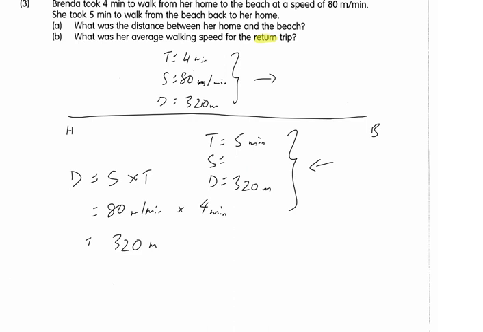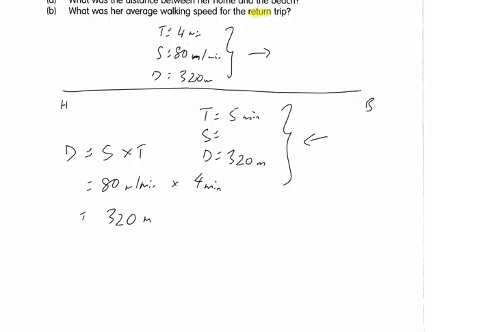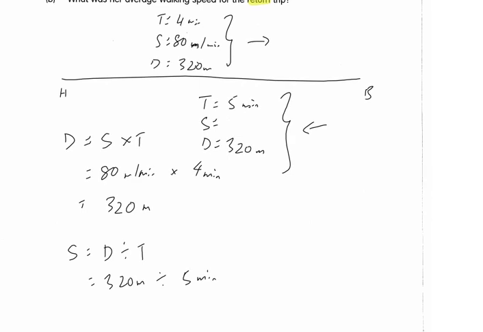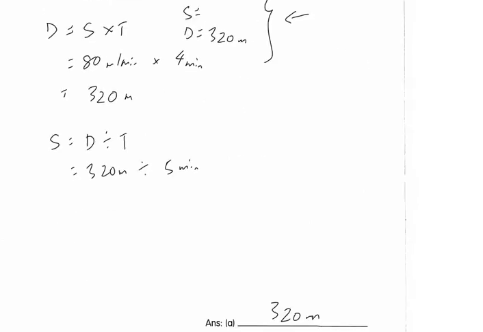Okay, so in order for us to find the average speed for the return journey, speed equals to what formula? Distance divided by time. What's the distance? 320 meters divided by what's the time? 5 minutes. And what is the speed?